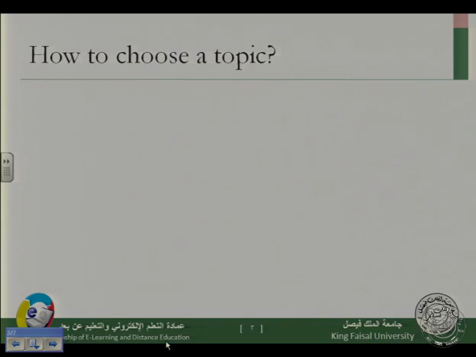So before we talk about the introduction, it's very important to know how to choose a topic. Say that you want to do a research next semester, or when you want to do your master's degree or your PhD degree, you want to choose a topic. How? There are different ways to help you choose a topic, and we are going to have them in a minute.